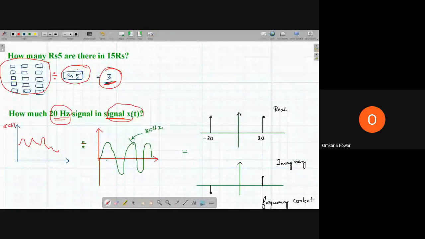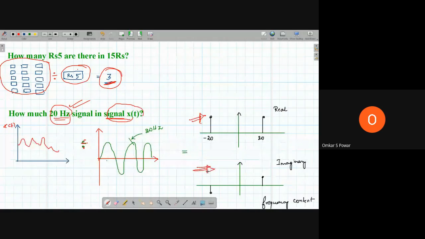So you have your signal x of t. What you have to do to see how much 20 hertz signal is there? Divide by the 20 hertz signal. So whatever you get is the frequency component. So how many 20 hertz components you will get? That is nothing but your Fourier transform, or nothing but your frequency component of the signal.